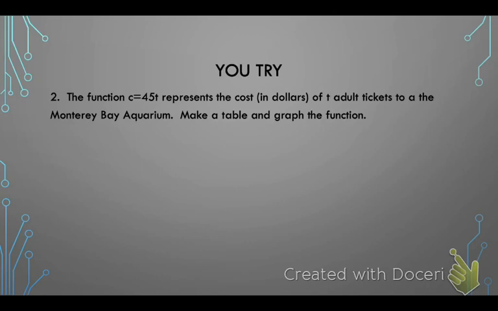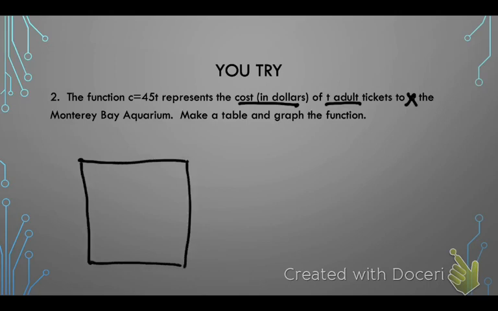Okay, so now you're going to try. So we have this function. The cost of going to the aquarium is $45 per ticket. So the cost is in dollars. T is adult tickets. Okay, to the Monterey Bay Aquarium. So first I want to make my table. I'll get you started on the table.